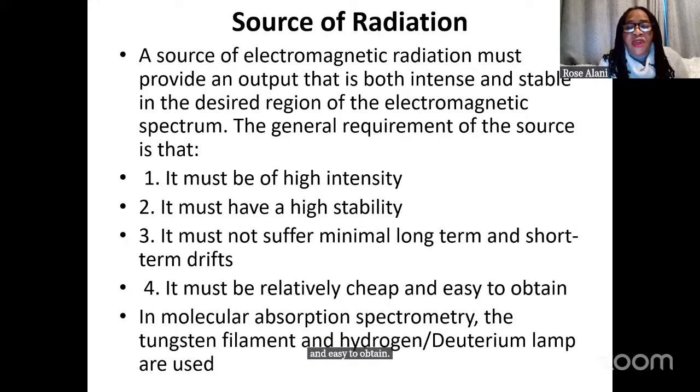So in molecular absorption spectrometry, what we use as a source of light is a tungsten filament and hydrogen. Deuterium lamps are also used as a source of radiation for this method.